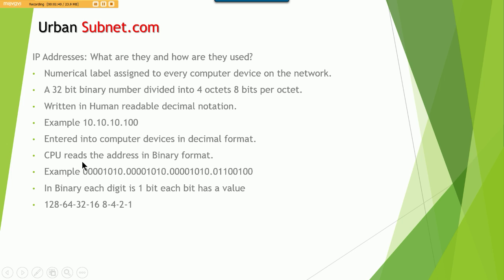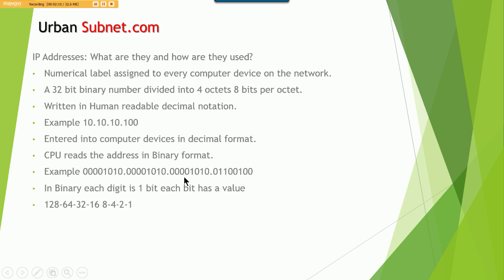Now the CPU reads the address in the binary format. So the CPU reads the zeros and the ones, which is the binary numbering system, has 2 digits, 0 and 1. So the computer would see the binary version of 10.10.10.100, and this is how it reads the same address that we have here. We use the decimal system, which has 10 digits, 0 through 9, and the computer uses binary system, which has 2 digits, 0 and 1.